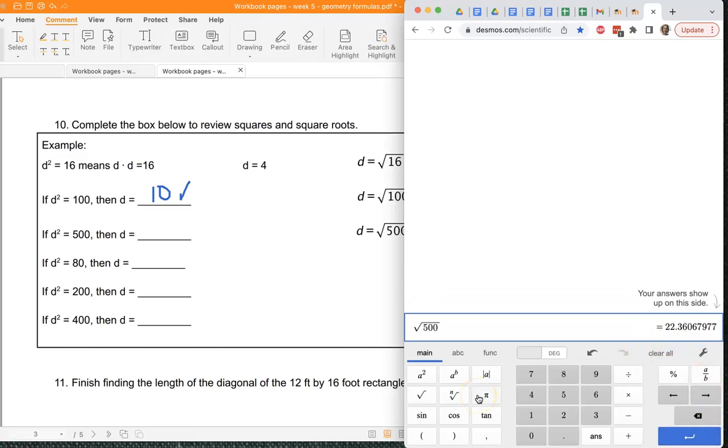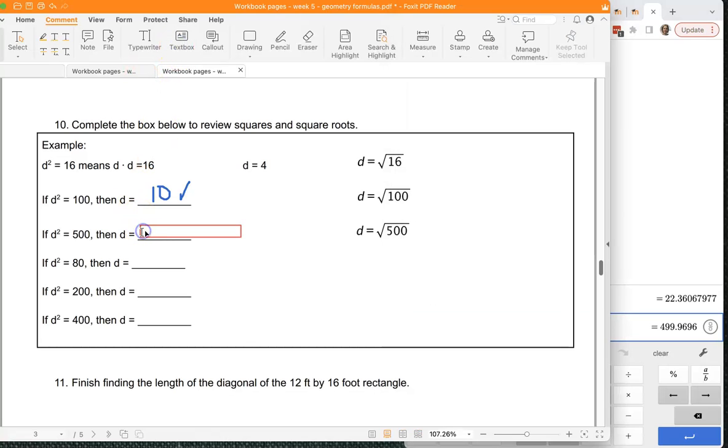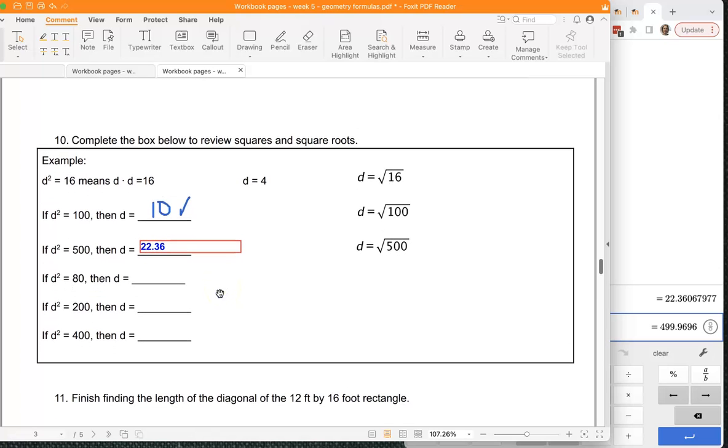So just to check that result, I'm going to see 22.36 times 22.36, and that sure enough gets me basically 500 back. The only reason it's not is because I lost a few decimals there. So the correct answer here is 22.36. And it's okay to just keep 2 decimal places here.